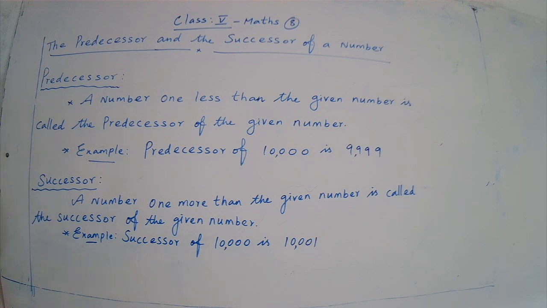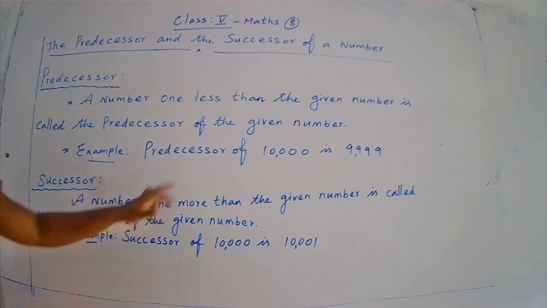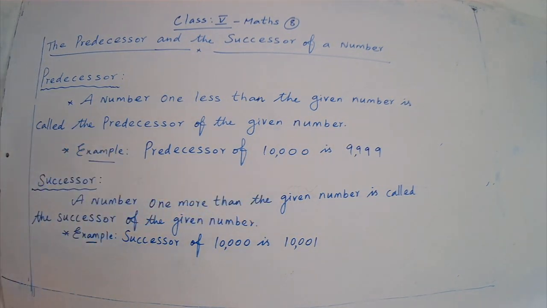Successor means the number that comes just after a given number. The number that comes just after a given number is called its successor. We can get the successor of a number by adding 1 to it. That's why a number 1 more than the given number is called the successor of the given number.